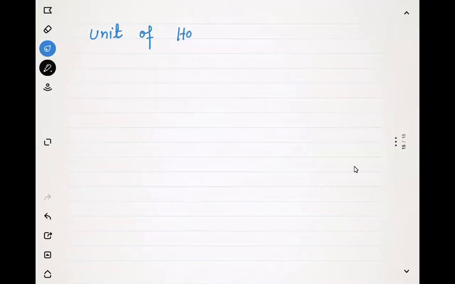Unit of Hooke's constant. You see, K is Hooke's constant and it is given as F over X. So its unit is Newton per meter.